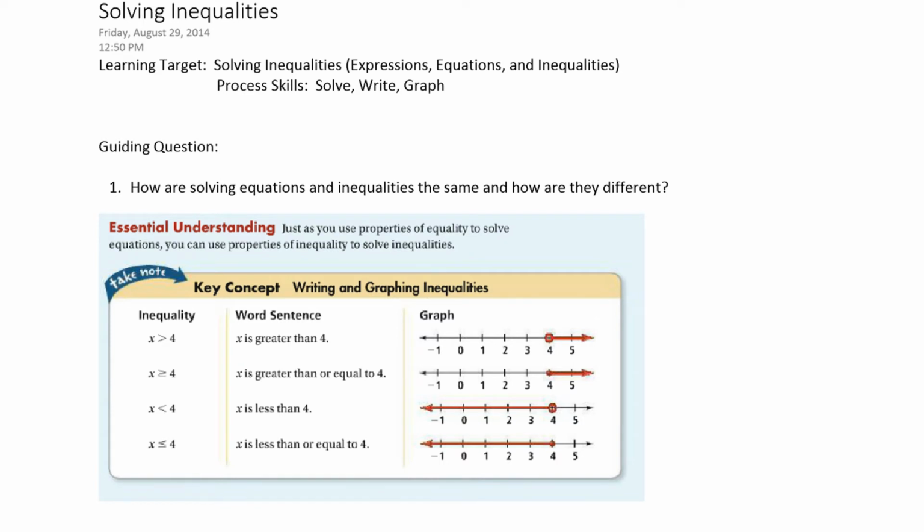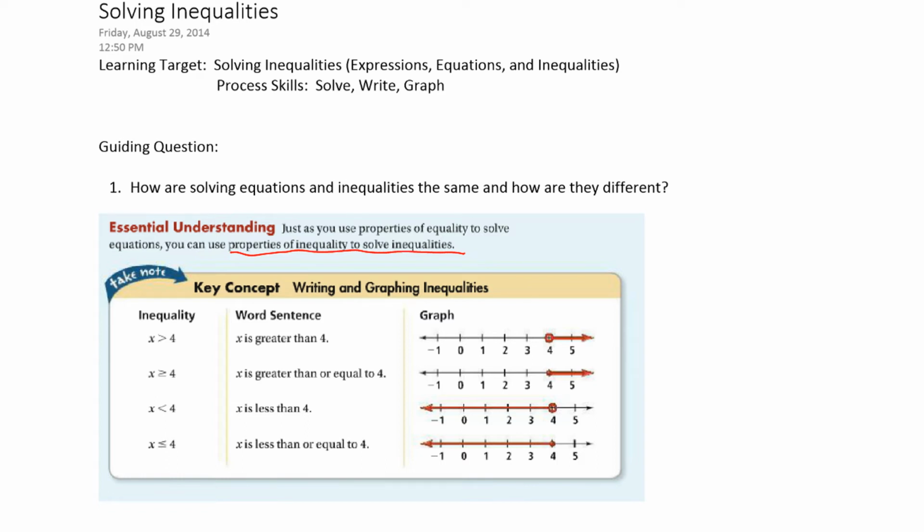If we look in this first essential understanding box, it tells us that we can use the properties of equality to solve equations, just like we use those. We can also use the properties of inequality to solve inequalities. The key concept shows us what the inequality looks like as an expression, then what it looks like in words, and then what it looks like graphically.